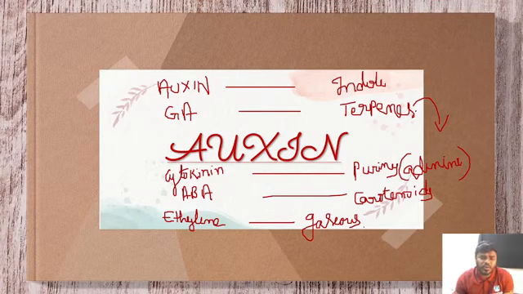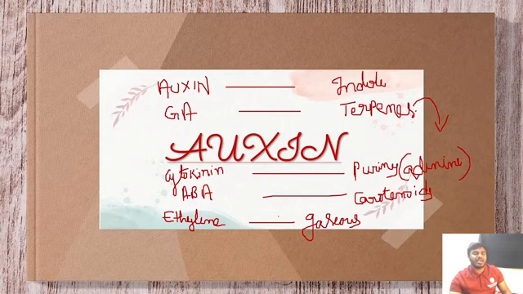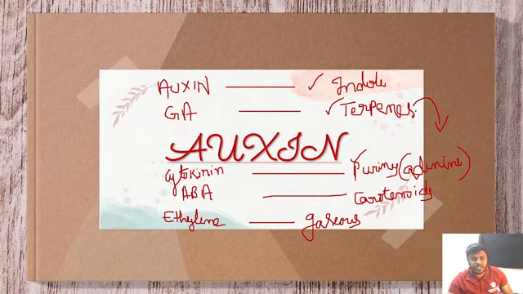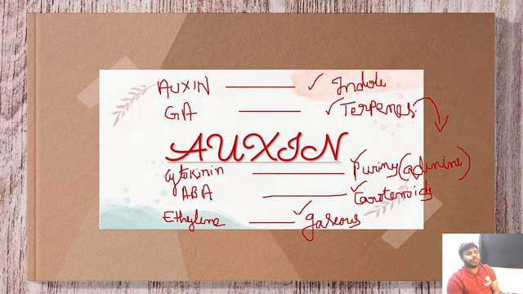I don't know what you do, friends, but it's very important. You have to remember the derivatives. Here you need no intelligence; you just have to remember it for a long time. That's all. So auxin is derived from indole, gibberellic acid from terpenes, cytokinin from purines, abscisic acid from carotenoids, and ethylene is the gaseous hormone. Simple point. Now friends, let's start with the hormones one by one elaborately.